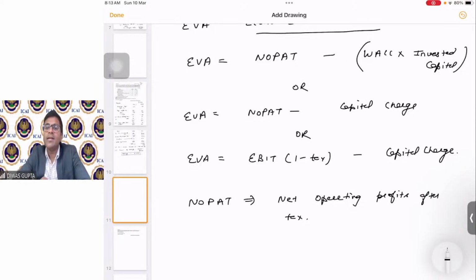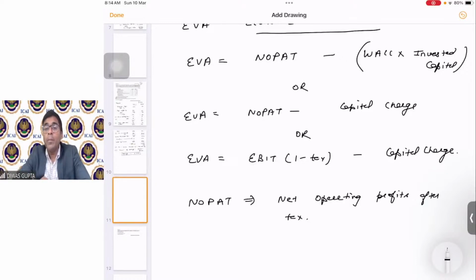So that means at least I need to satisfy my expectation out of this 1 crore investment to the tune of 15 lakhs, right? That is what my capital charge is. That is the bare minimum expectation of the shareholders and debt holders, because for WACC, I will take a weighted average, right?